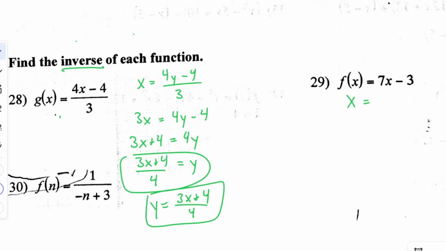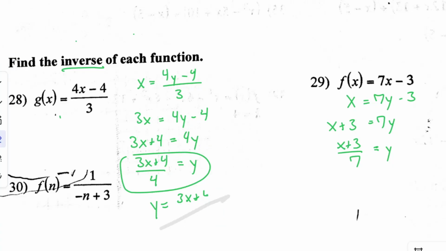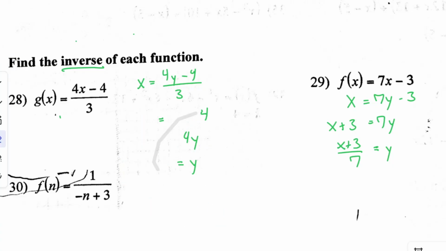29. Just switch them to finish it off. I guess maybe I should put n there. N is x in this case. All right.